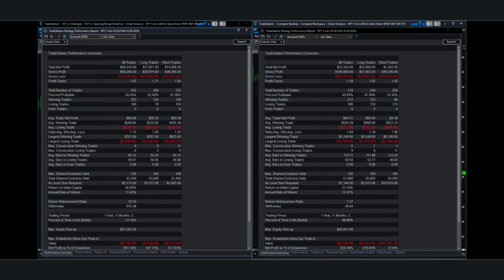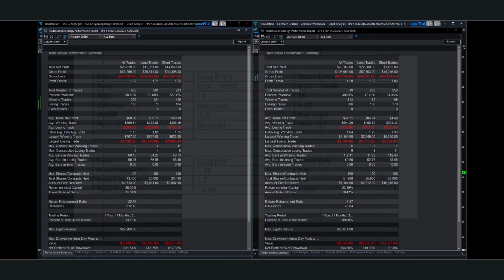Here's the side-by-side comparison. On the right-hand side of the screen, we added the opening range breakout strategy without any entry filters or exits. On the left-hand side of the screen, we applied several of the KST Core L2 features, or entry filters and exits. Here's a summary of the filters that were added.